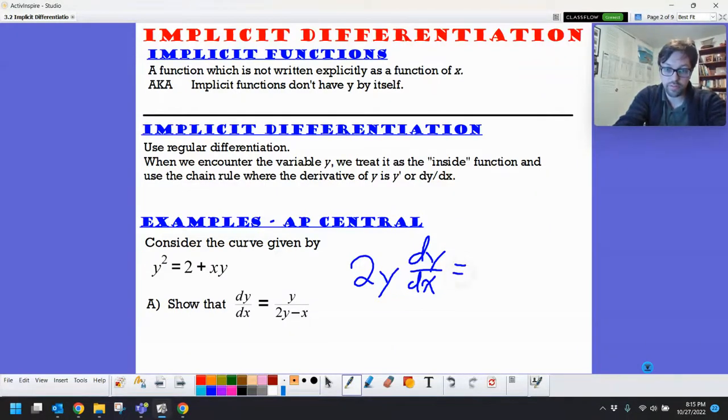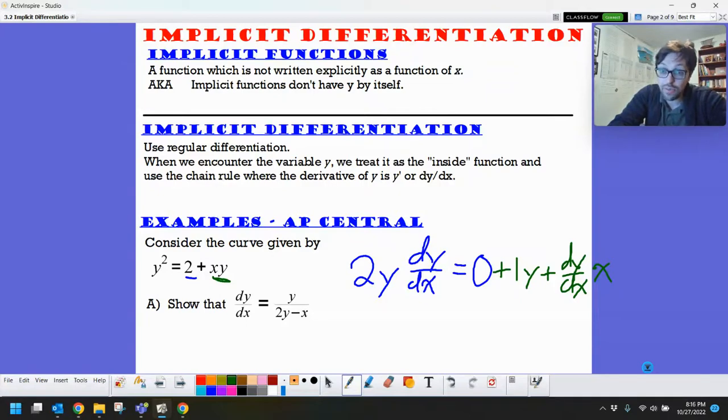Then we find the derivative of this 2, which is going to be 0, and then find the derivative of x times y. That is going to require the use of a product rule. So we find the derivative of x, that's just 1, multiplied by that second thing, which is y, plus x times the derivative of that second thing, which is dy over dx. The derivative of y is dy over dx.